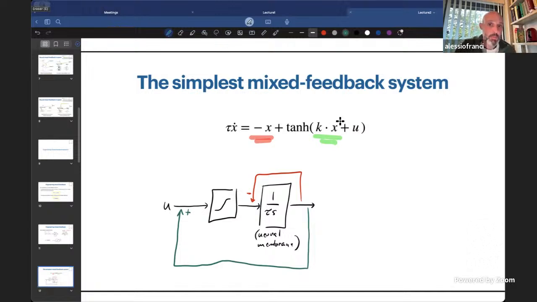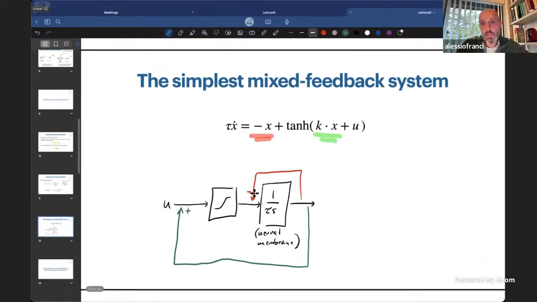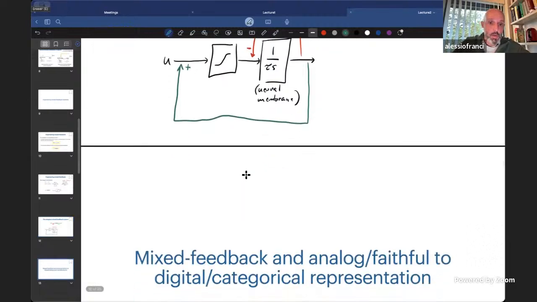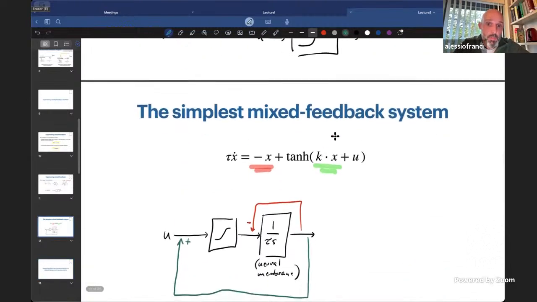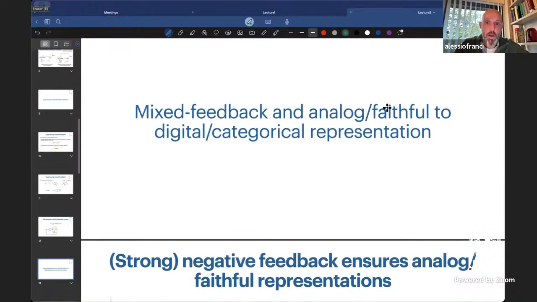It's a one-scale mixed feedback system. Usually, in spike, we think of positive feedback as fast, negative feedback as slow. Here we have positive and negative feedback that coexist on the same time scale. And why is this system useful to understand the possible conserved function of mixed feedback? Because essentially it's probably the simplest model of a transition from analog faithful to digital categorical representation.